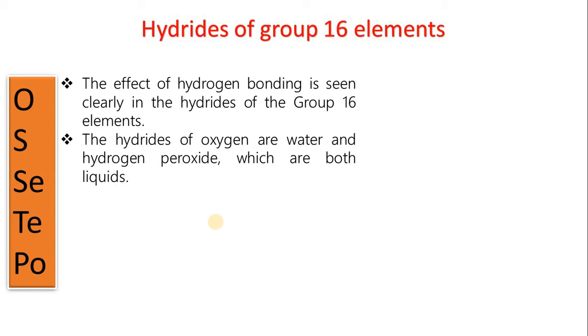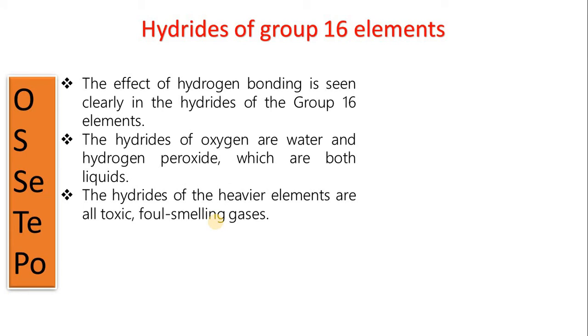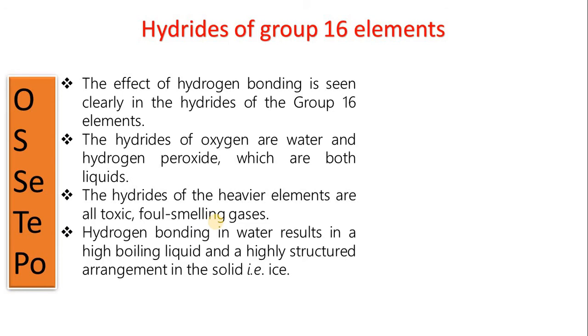The hydrides of oxygen are water and hydrogen peroxide, which are both liquid and covalent in nature. The hydrides of the heavier elements, that is sulfur, selenium and tellurium, are toxic, foul-smelling gases. The hydrogen bonding in water results in a high boiling point and a highly structured arrangement in the solid state, that is in the ice.